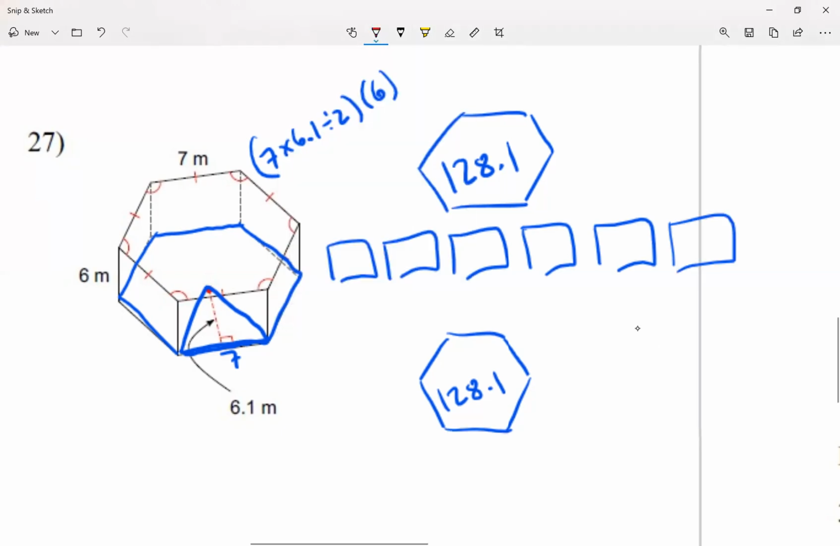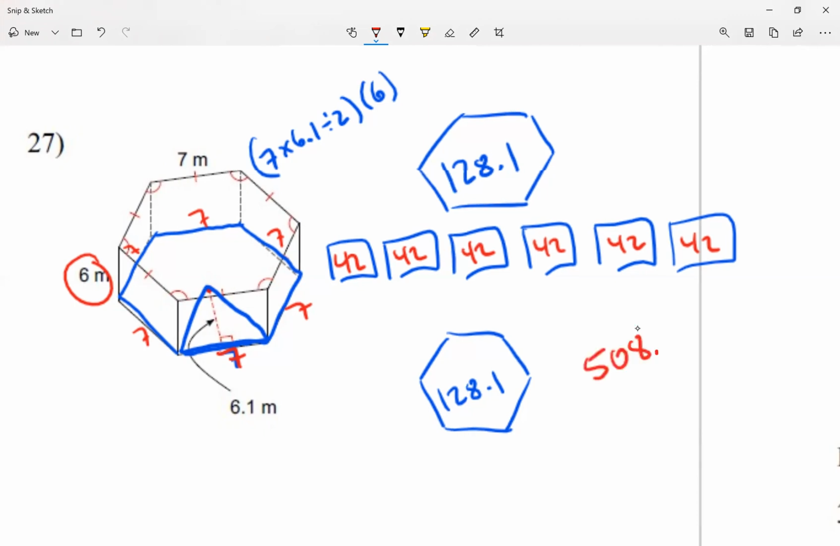Each measurement outside of my polygon is 7. The number that has nothing to do with my polygon is 6. So that's the height of the prism. I'm gonna go 6 times 7 for each of my rectangles. Now add everything. I have 42 6 times plus 128.1 plus 128.1. My answer in this case happens to be 508.2.